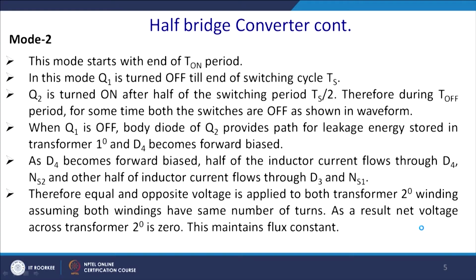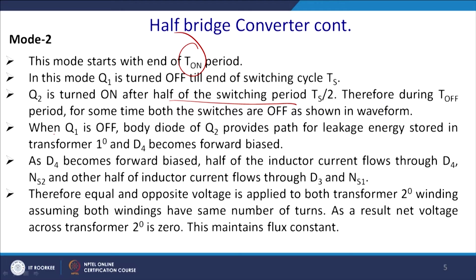This mode starts with the end of the T on period. In this mode, Q1 is turned off till the end of the switching cycle Ts. Q2 is turned on after half of the switching period, Ts by 2. Therefore, during the T off period, both of the switches are off, as shown in the waveform.